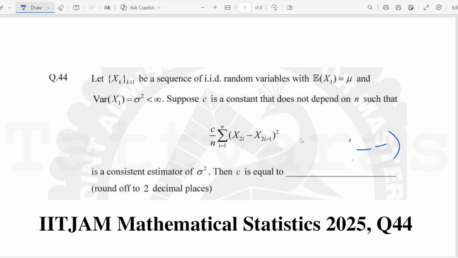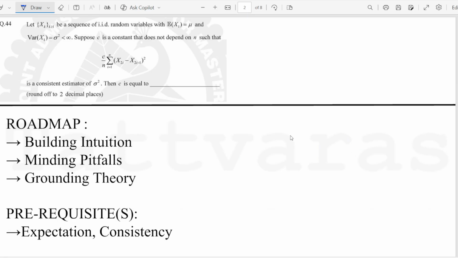Let's get started with this question on expectation and consistency. You are given a statistic and you are told that it is a consistent estimator of some parameter, and according to that, you have to find this value of C so that it's consistent.